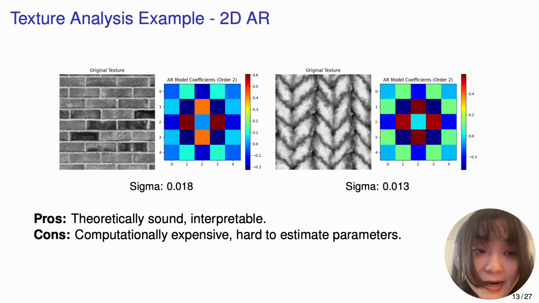Here I show an experiment using 2D autoregression to analyze the textures. That's a two-order analysis, so we can see all of them have two-order neighbors. And we can compare the two textures using their feature maps. So the advantages of model-based methods are that they are theoretically sound and interpretable. However, they are computationally expensive and it is hard to estimate the parameters. It usually requires iterative computation of those parameters.